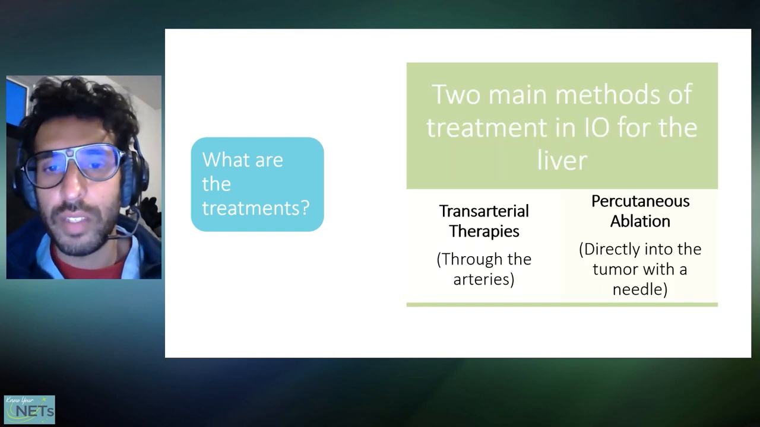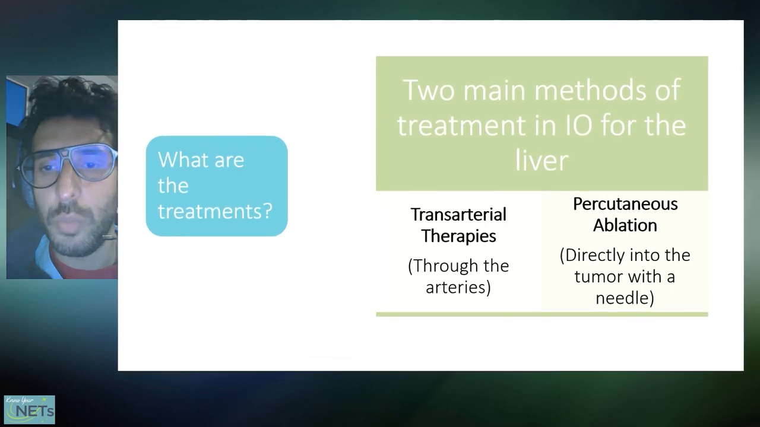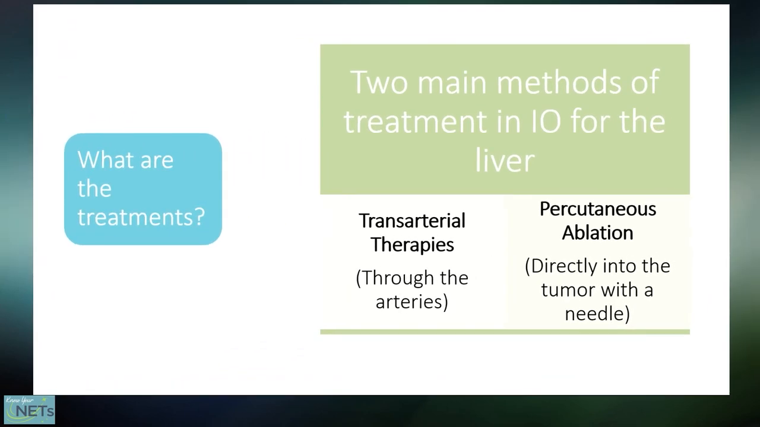So what are the treatments that I am able to offer as an interventional radiologist or oncologist? There's really two main methods of treatment for what we do in the liver. We can divide them up into transarterial therapies and percutaneous ablation. Transarterial therapies means that we go through blood vessels, specifically the arteries, to get to the tumor. And percutaneous ablation, we take the most direct path directly from the skin to the tumor with a needle.